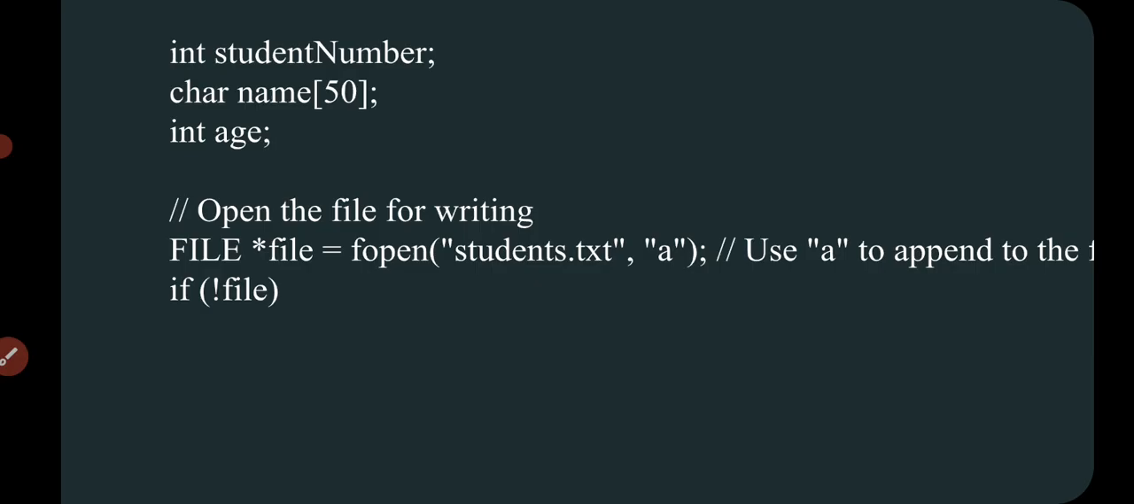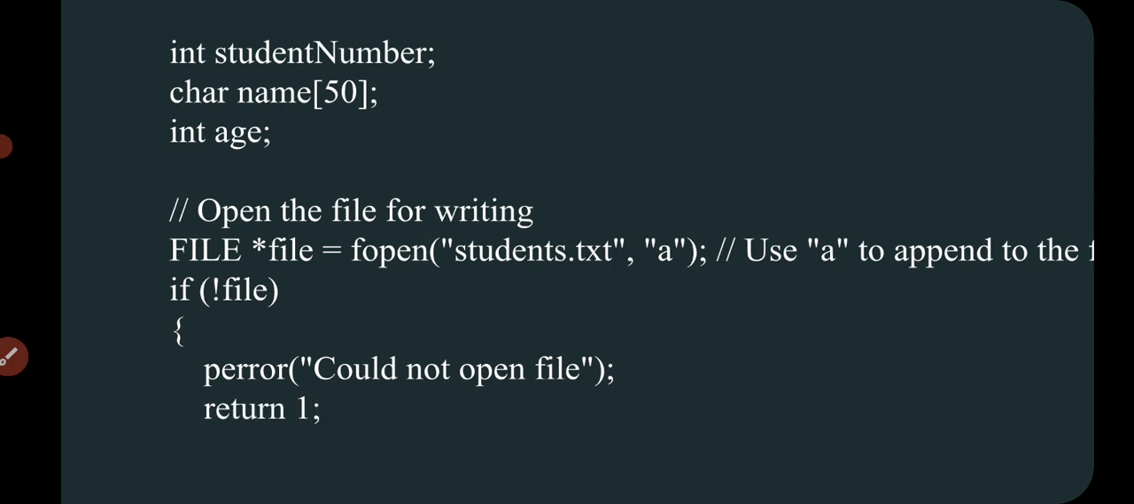Now we are checking if not file. This is the exclamation mark symbol, which is the not operator. The check is done as if not file, that means if the file does not exist, print the message could not open the file. Some error message on the screen. There we have the function called perror. Perror is the error message function used in file processing.